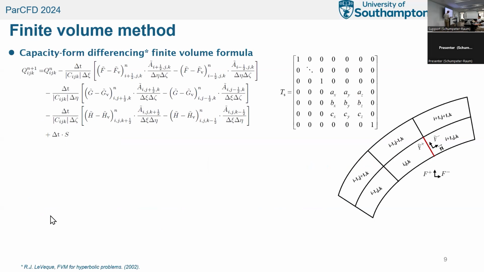Here we now want to construct a finite volume method on a mapped mesh. We do this with a capacity differencing approach. So in the finite volume formula, of course, the volumes of the mapped cells and the areas of the geometrically complex facets are included. The solver uses a transformation matrix T to rotate the velocities between the computational Cartesian grid within the computer and the physical grid.